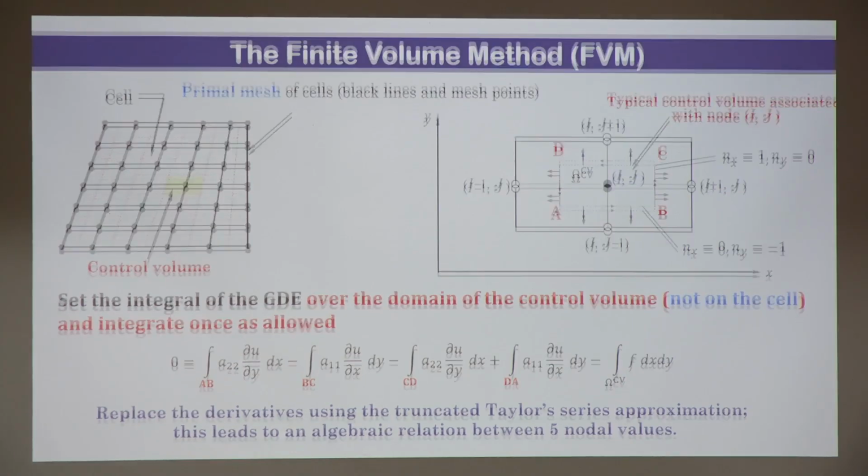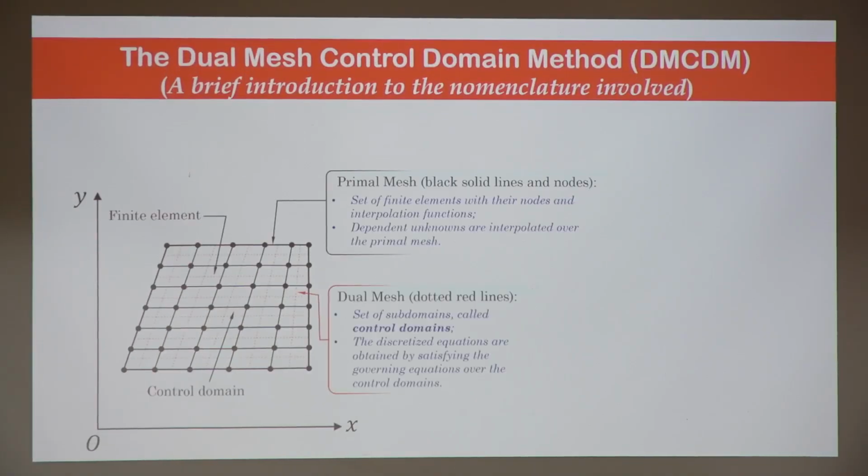Okay? All right. So now what is the dual mesh doing? It's exactly the same as finite volume, okay, not finite elements. The only difference is this mesh, which is common in finite elements and finite volume, is also used in the dual mesh because they are the ones which have the interpolation. Elements have interpolation. The control domain has no interpolation.